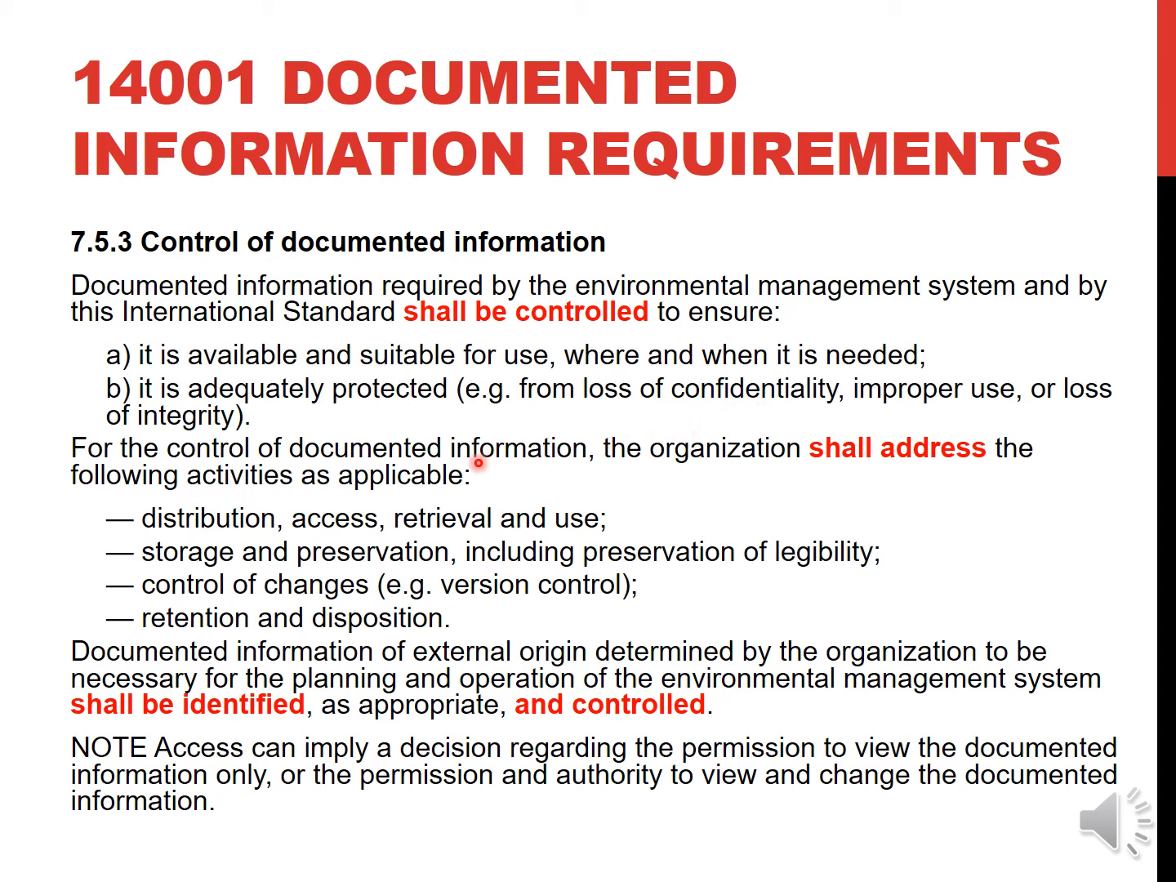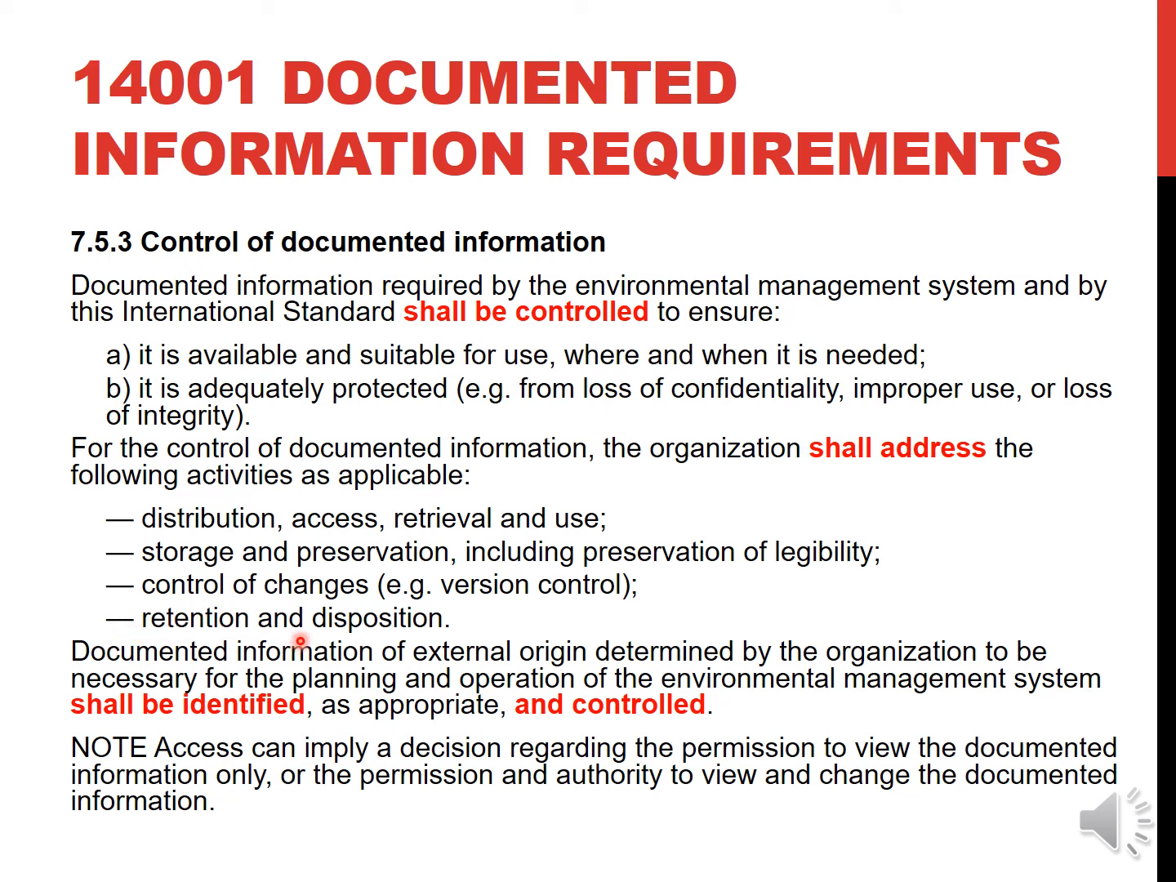And for control of documented information, the document management system needs to cover distribution, access, retrieval, use, storage, preservation, including preservation of legibility, change control, version control, retention, and disposition. So all of these are covered in most modern document management systems. Most automated systems have all of these functions built into them, but just know that these are all required.